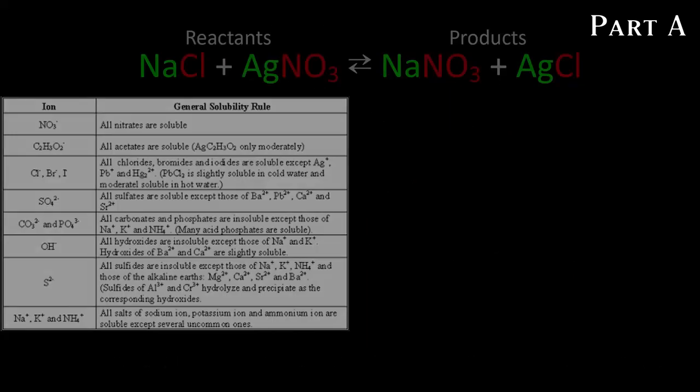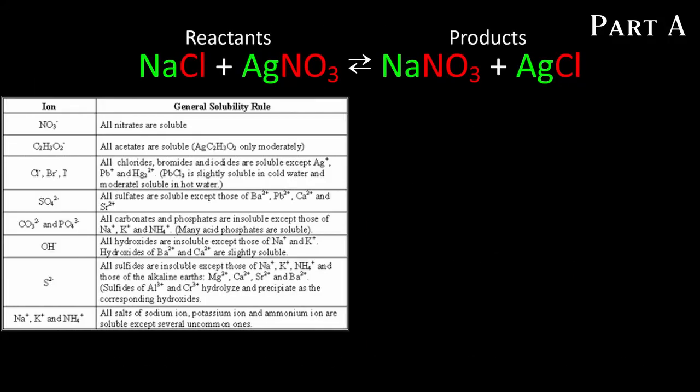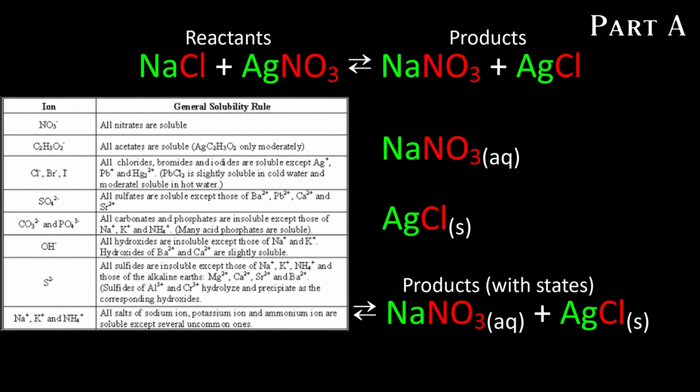a precipitate forms. We know our first product was sodium nitrate, so looking at the list of ions on the left, we can see at the top that a nitrate is soluble in all cases, so we know that that's going to be aqueous. Looking at the other product, silver chloride, if we look down the list to the third row, we can see that the chloride ions are all soluble except for silver, lead, and mercury 2+. So we know that silver chloride will form a solid precipitate.